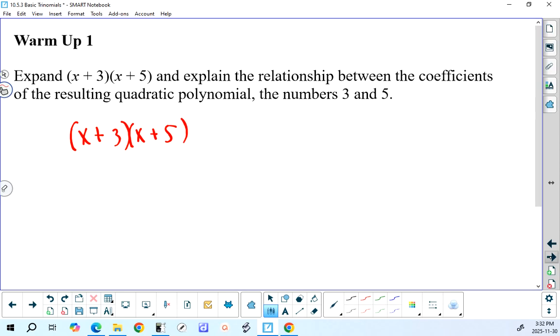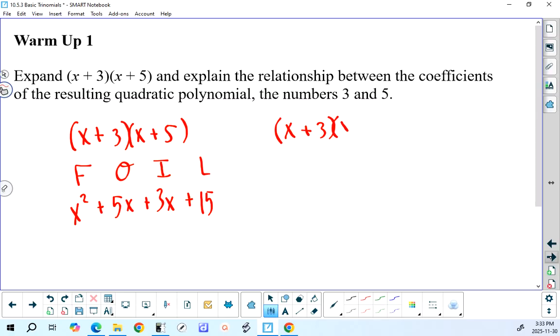We use FOIL, of course, and since it's the beginning of the lesson, I'll just do this in slow stages. FOIL means: first, x times x. Outer means x times 5, which is 5x. Inner means 3 times x, which is 3x. And last is 3 times 5, which is 15. So the expanded form of the factored form, x plus 3 times x plus 5, gives x squared plus 8x plus 15.